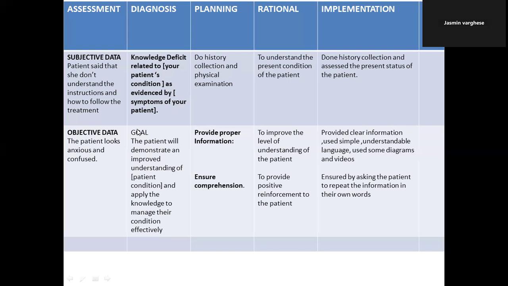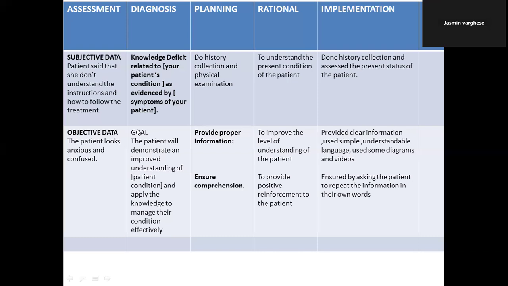In subjective data, you can write about your patient's understanding. The same thing you can always write: she or he doesn't understand the instructions and how to follow the treatment. In objective data, the same thing again you can write: the patient looks anxious and confused. Then coming to the diagnosis, the same thing you can copy: knowledge deficit related to your patient's condition as evidenced by your patient's symptoms.